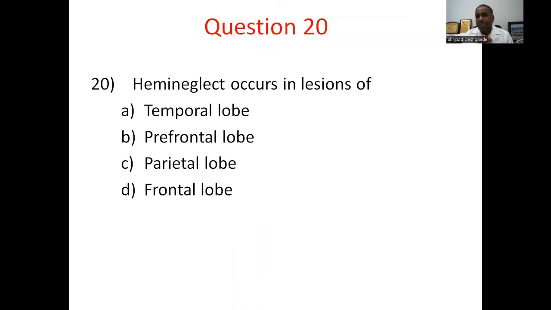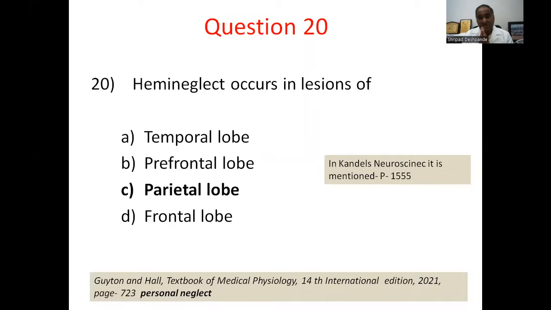Question number 20. This is again a very rare question, which has its own implications. First, let me read the question, then I will comment on it. Hemineglect occurs in lesions of: option A, temporal lobe; option B, prefrontal lobe; option C, parietal lobe; option D, frontal lobe. I searched the books, Guyton et al and Ganong, and there is no word about hemineglect.